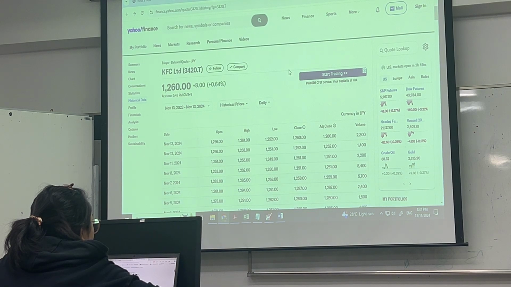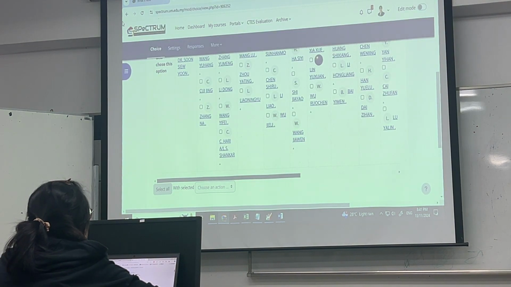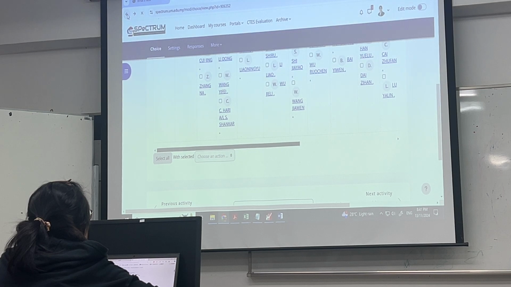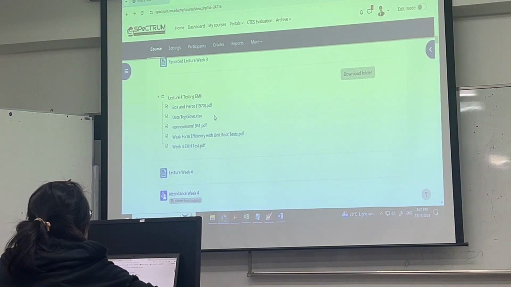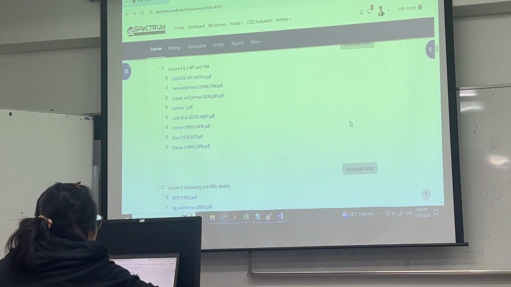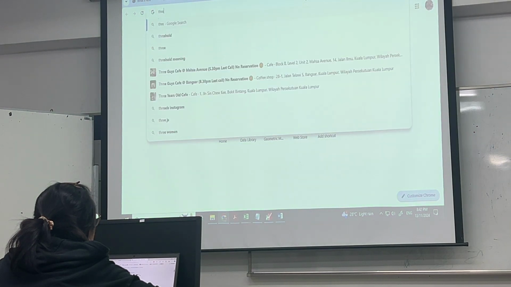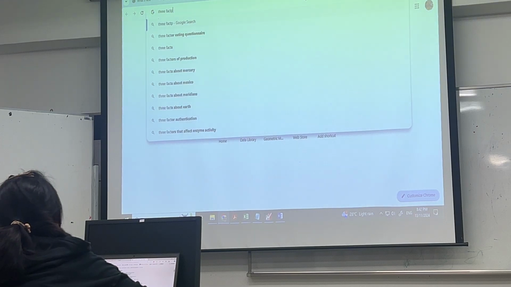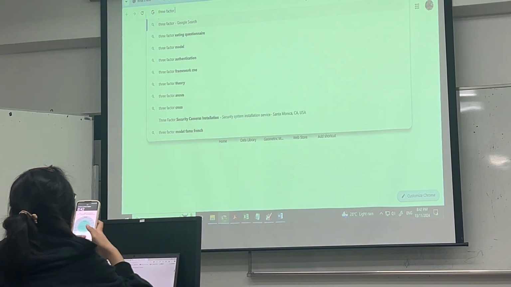More on the application side, you can go through the application side papers. For example, this recent paper published in this North American journal, and also Jack Brown and Jackman 2010. These are the two papers for the application side. You can also search for journal articles online, such as the three factor model, for example.